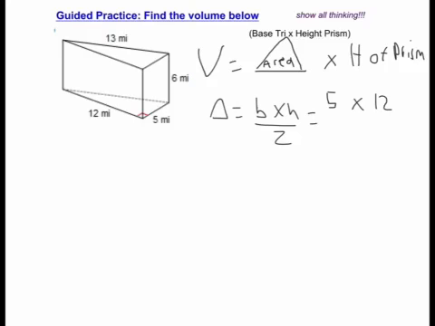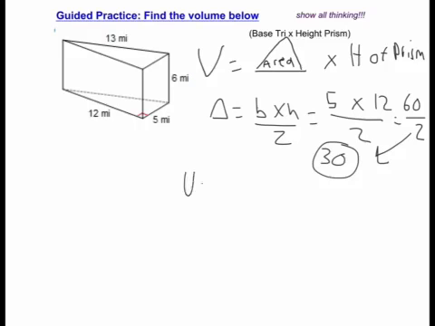And then we're going to go ahead and divide that by 2. So 5 times 12 is 60. That equals 60, and then we're going to divide that by 2. And 60 divided by 2 is 30. So let's write 30 down here. That equals 30. Okay. So now we know the first part of our formula. We know the area of my triangle is 30. So let's write that down. So volume equals area of our triangle, now we know is 30.